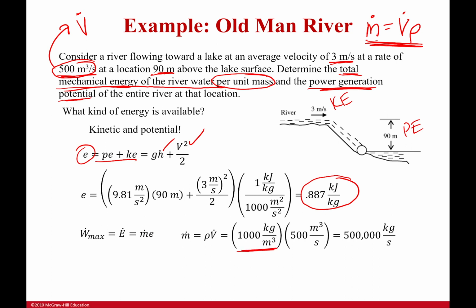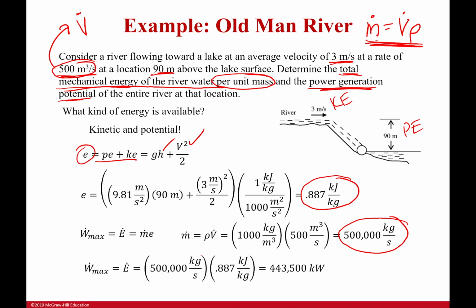1,000 kilograms per meter cubed is the density of water. Technically, it's 997, but 1,000 is so much nicer. It used to be 1,000, then we realized we weren't being accurate enough and they had to fix it. That's just how life is. And so we get 500 kilograms per second of water as our mass flow rate. Okay, if we have that, we can then plug it back into our original equation. And so we have our mass flow rate here times the energy per unit mass, and we get 443,500 kilowatts. That is a lot of energy, which probably explains why we make dams to use that energy to do something useful, to create electricity, to power homes.